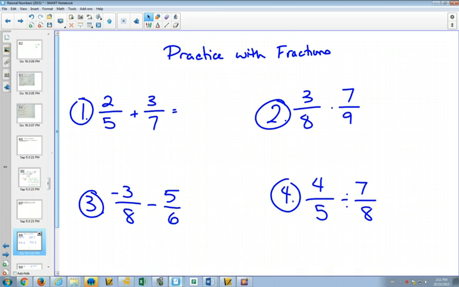Here are 4 questions to practice with fractions: adding, subtracting, multiplying, and dividing. Some of them you need a lowest common denominator. Some of them you need a common denominator. Sometimes you don't need a common denominator. Does that dot mean like it's...? This dot here means multiplication in number 2. These dots in 4 mean divide. I can finish in like 3 minutes. Okay.